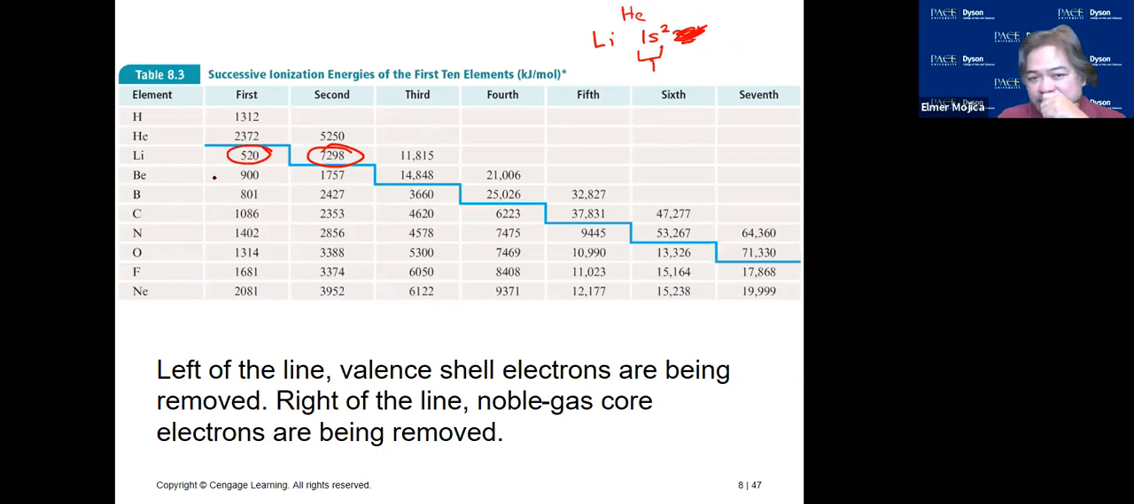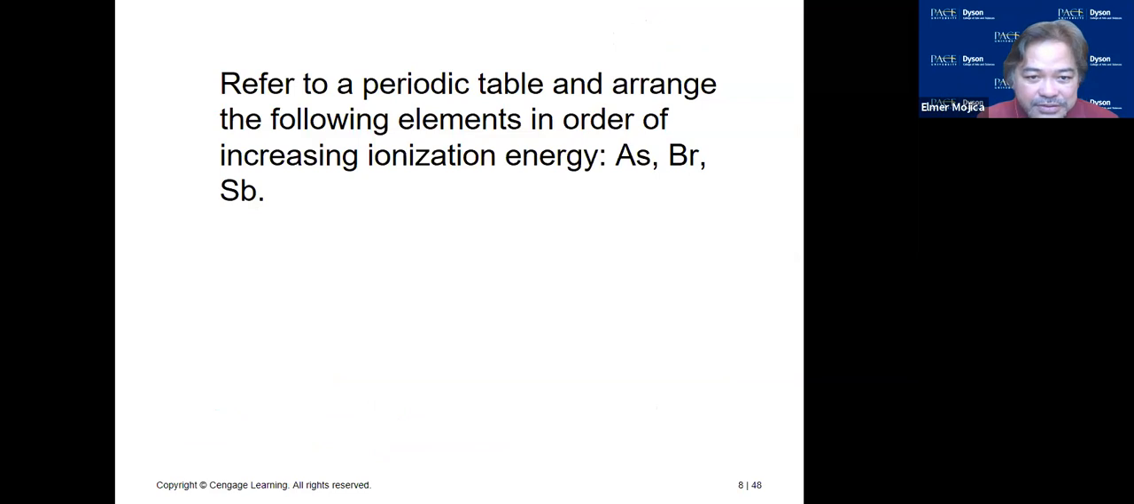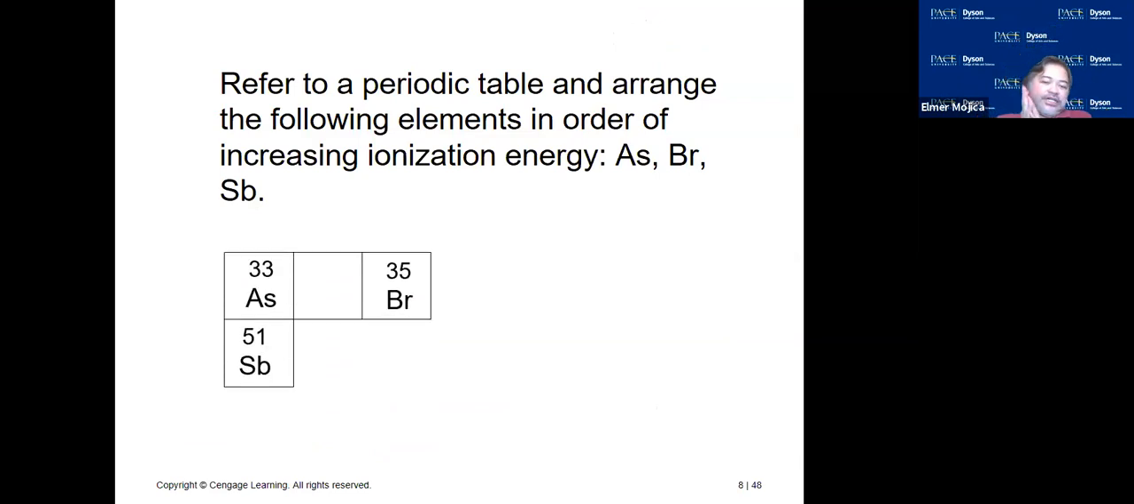So the same thing with beryllium if you remove the third electron that you have. Because as shown here, valence shell electrons are being removed. So right of the line, noble gas core electrons are being removed. So once you go to the noble gas core, you're going to need a lot of energy in removing it. So let's try to apply the same concept that we have with atomic radius with this one. So arrange them in increasing ionization energy.